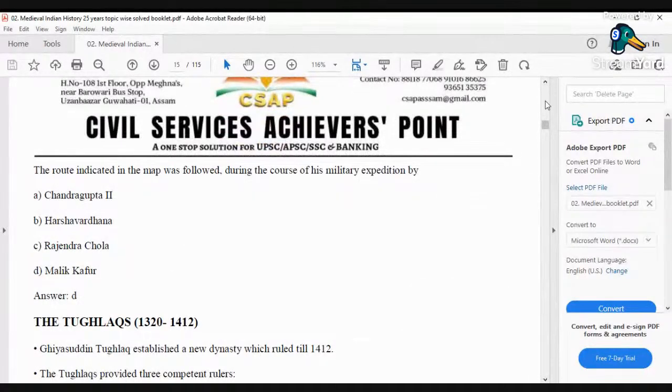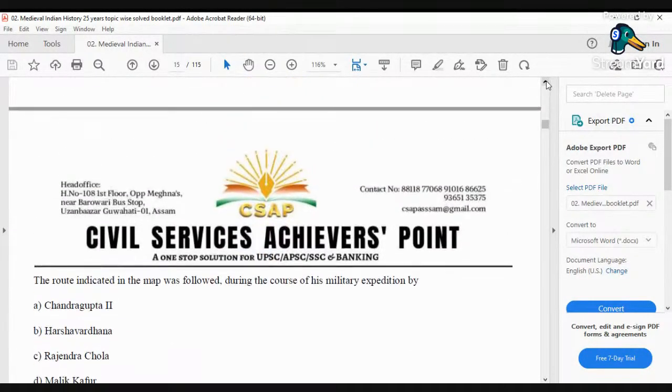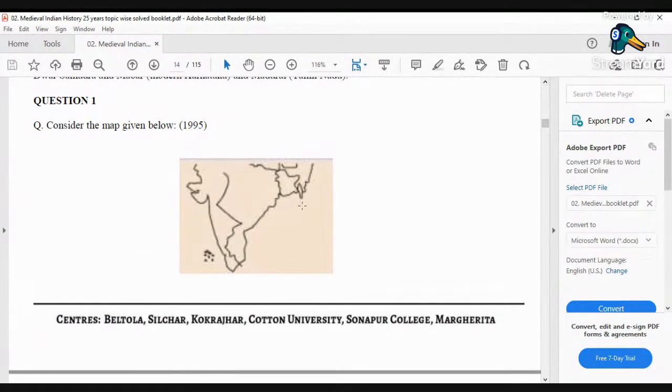And see, it cannot be Rajendra Chola because Rajendra Chola, though a very powerful ruler, was a South Indian ruler. In fact, Rajendra Chola belonged to the Chola dynasty, and as we all know, the Chola dynasty was a very powerful dynasty which ruled from the modern day state of Tamil Nadu, and the capital was Thanjavur or Tanjore.